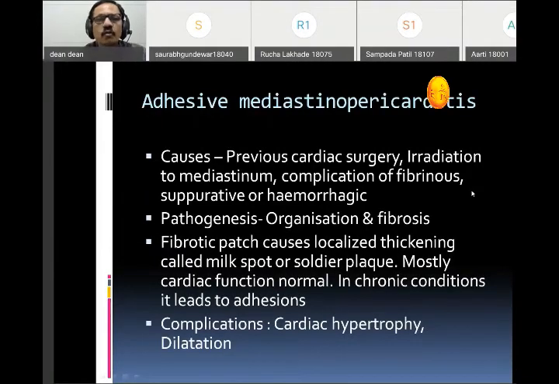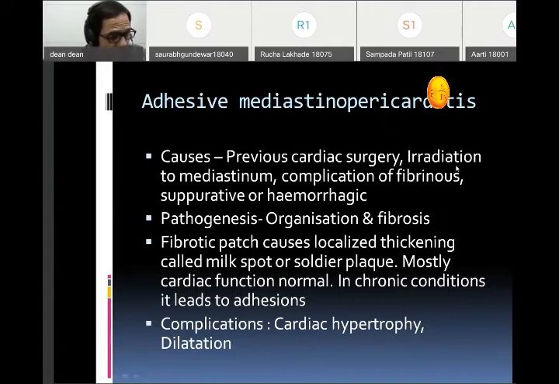So what is this adhesive mediastinal pericarditis? What are the causes? I have mentioned the three common causes that will lead to adhesive mediastinal pericarditis. First, previous cardiac surgery. If there is a cardiac surgery, there is inflammation. If not properly treated, if there are complications, it will lead to adhesive type of pericarditis.